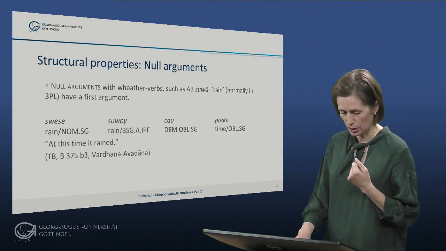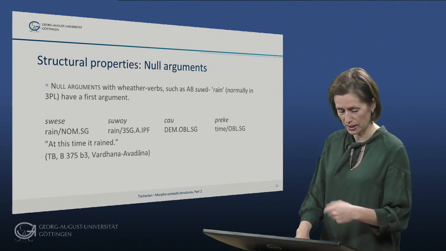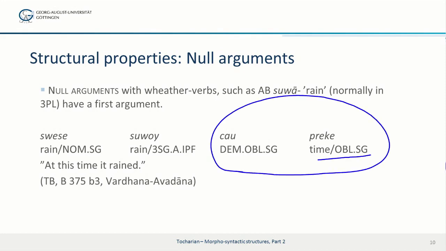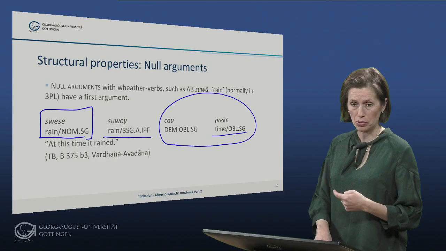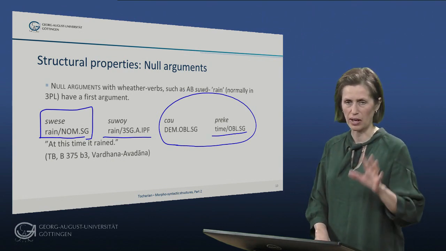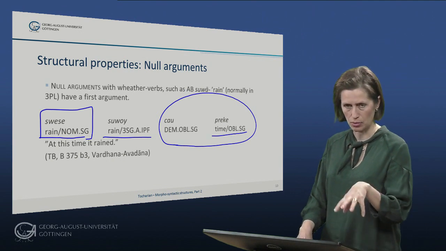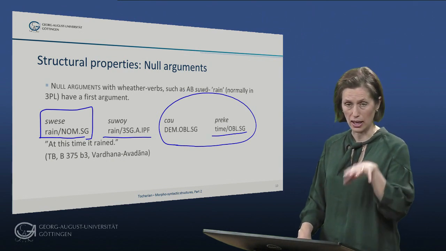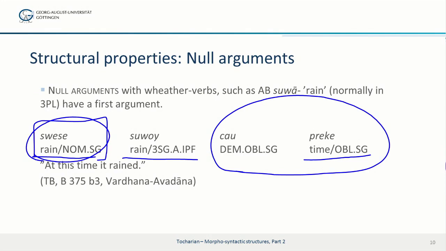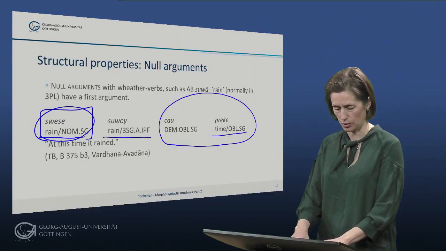But I have an example here, from the Varnavadana, and you see here, at this time, oblique singular, rain, rained. So I looked up all instances of the verb rain, and it's very often used with flowers raining. It's this specific Buddhist thing that flowers rained. But here I found a real proper example of rain raining, and you see that they put svesse, rain, rained. So it's likely that they don't allow no argument here, but we don't know for sure.